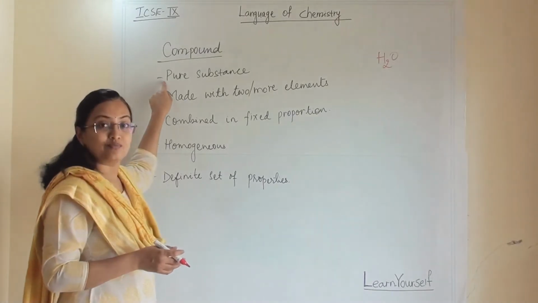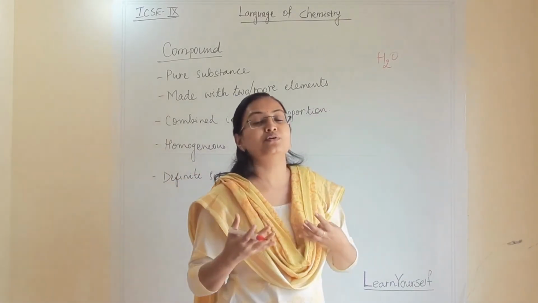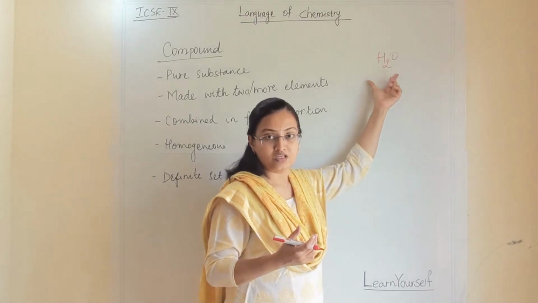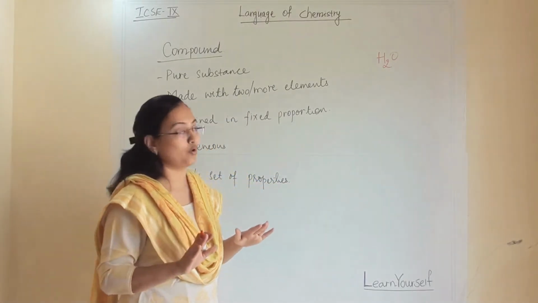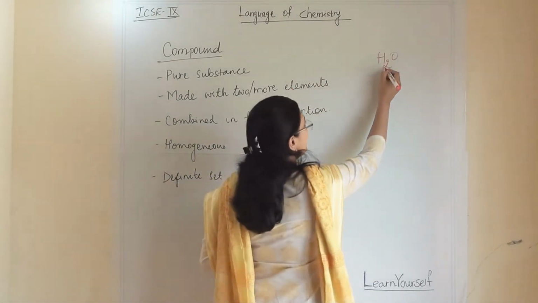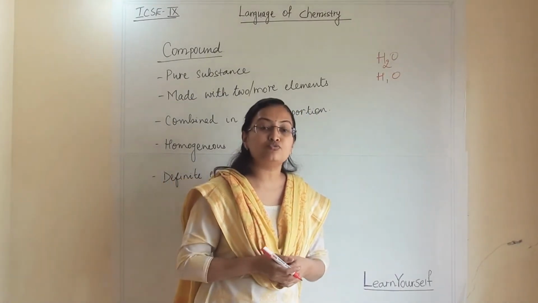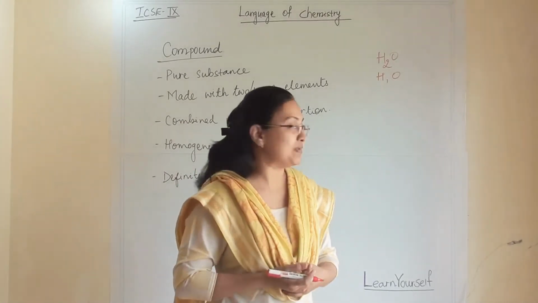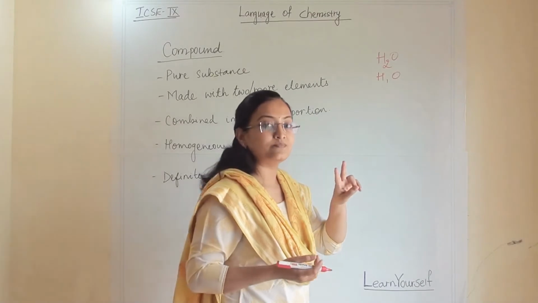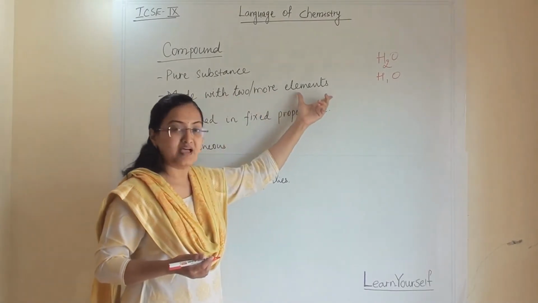So compounds are pure substances. It is different if some effluent or impurity is mixed with them, but we are not talking about that. When a compound is made, it is a pure substance. All compounds are pure. Second, it is made with two or more elements. If you see here, how many elements are there? Hydrogen is there and oxygen is there. There are many other compounds made with two or three elements. Here our compound is made with hydrogen and oxygen, so two elements have made this compound. So the second characteristic of a compound is that it is made with two or more elements.